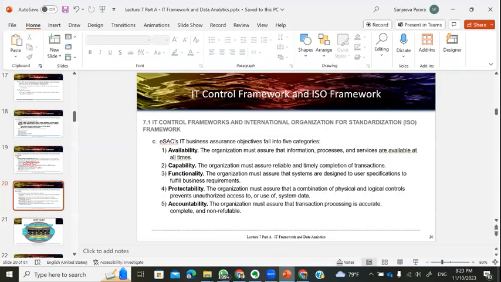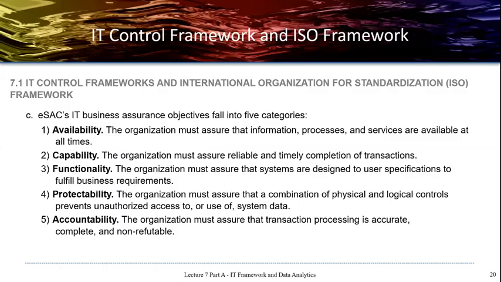You can probably take local examples. Predictability: the organization must assure that a combination of physical and logical controls prevents unauthorized access to or use of the system data. So protectability also has to be there. Unauthorized access of system data: my user login and password should not be exposed, and my NIC card data should not go in. So protectability has to be there.